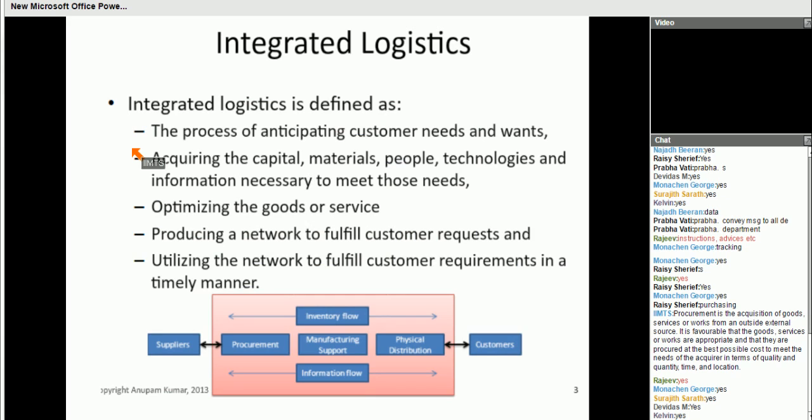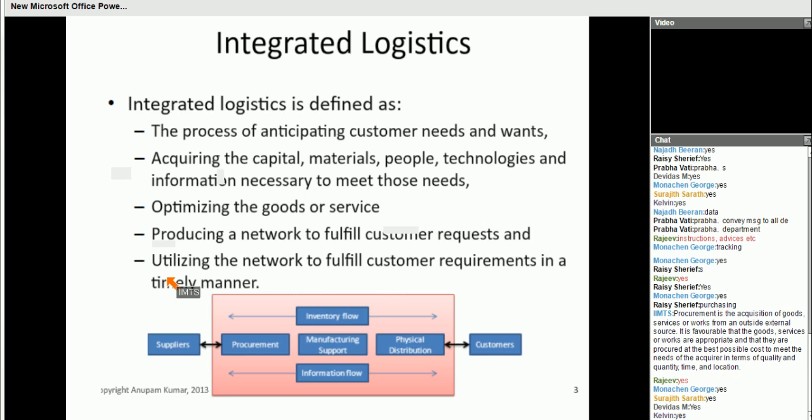Now let's see the basic definition according to them. Integrated logistics is defined as the process of anticipating customer needs and wants, acquiring the capital, materials, people, technologies, and information necessary to meet those needs. So the process between the needs of the customer and the company, all those processes are covered under one umbrella, that is integrated logistics.